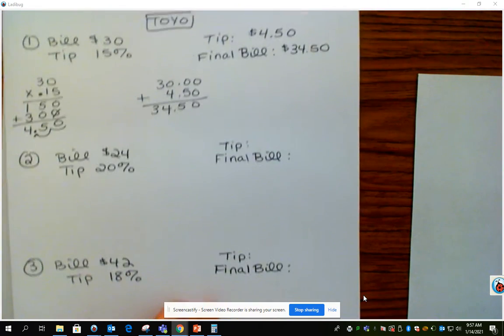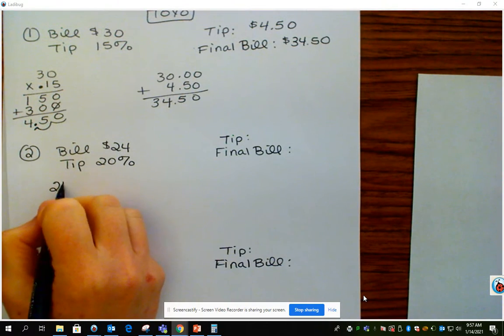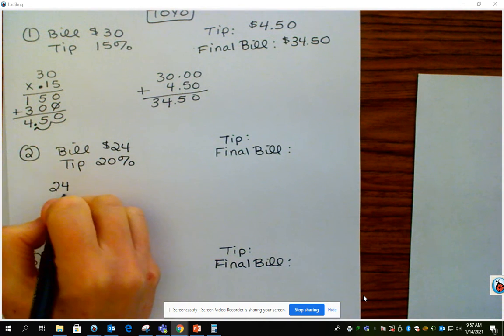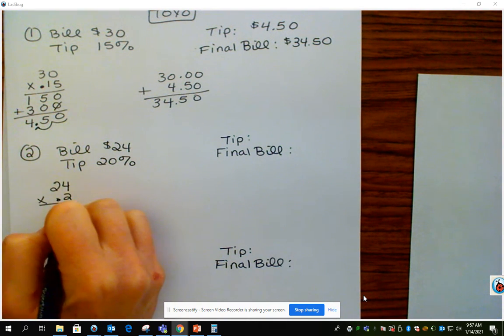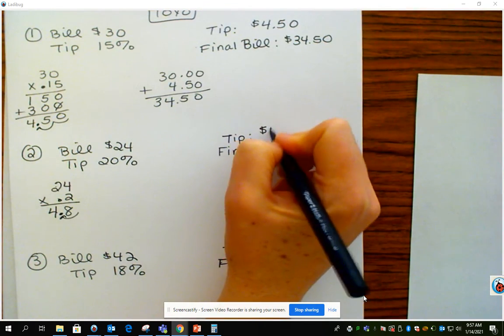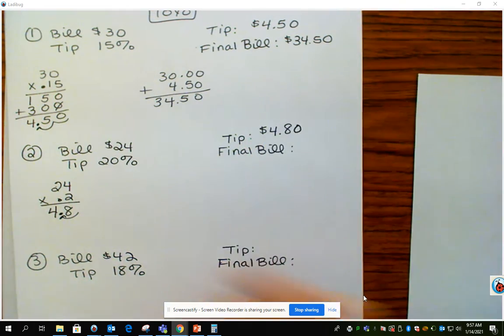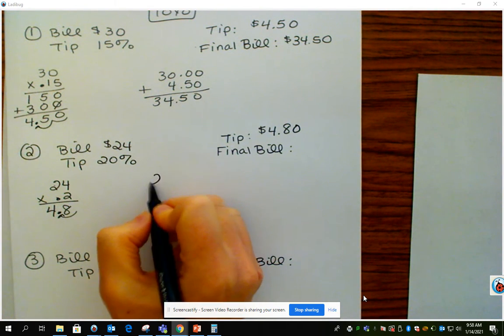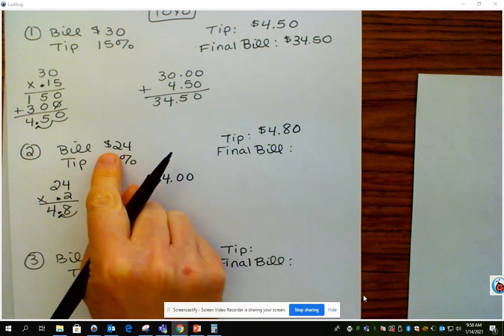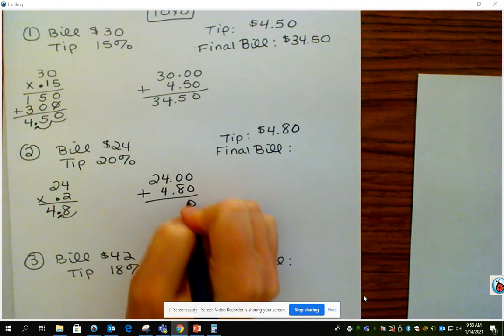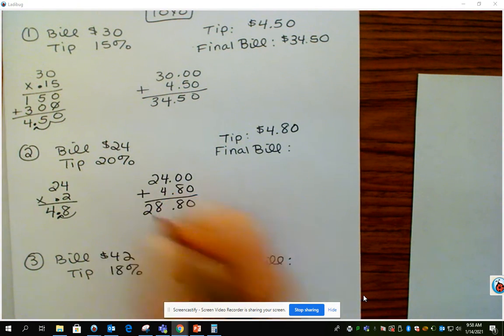Okay, let's look at our next one. We're going to multiply the original cost times our tip written as a decimal, so this would be 0.2. 2 times 4 is 8. 2 times 2 is 4, and I had 1 decimal place. So my tip is $4.80. I'm just adding that extra 0 to make it like dollars and cents. And then I'm going to add my original cost plus my tip. We would have $28.80 for my final bill.